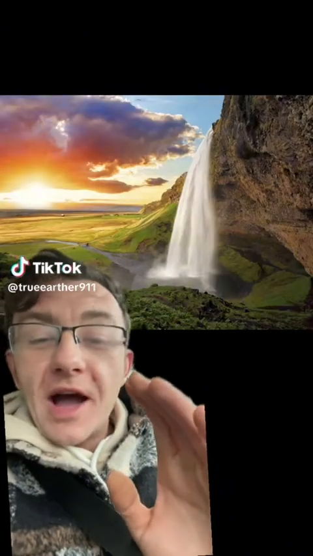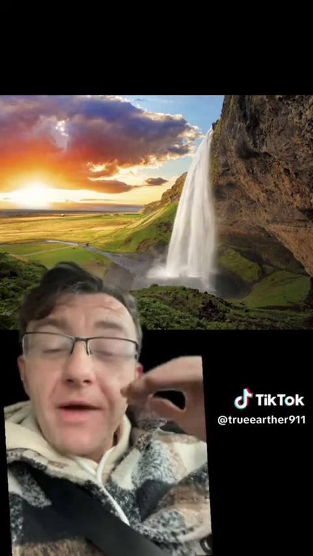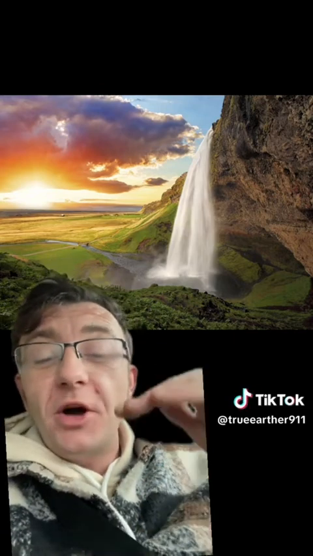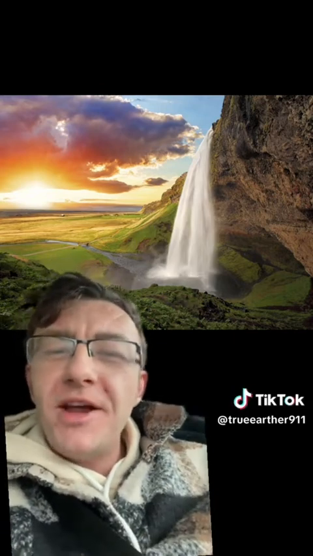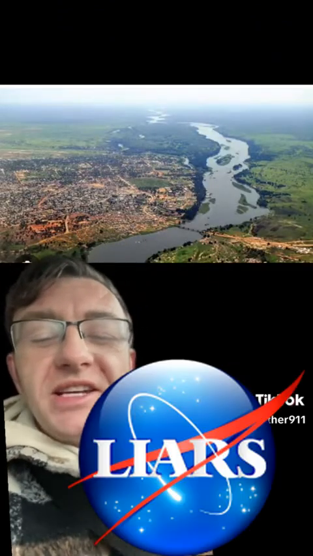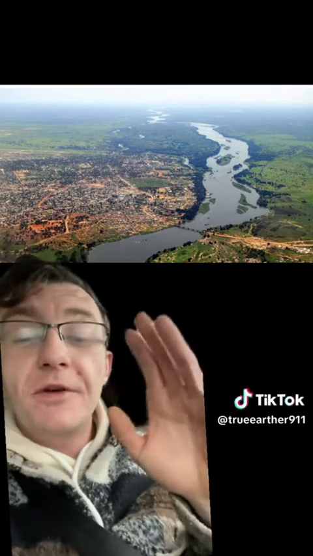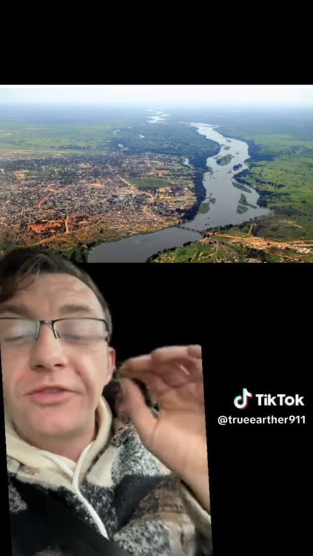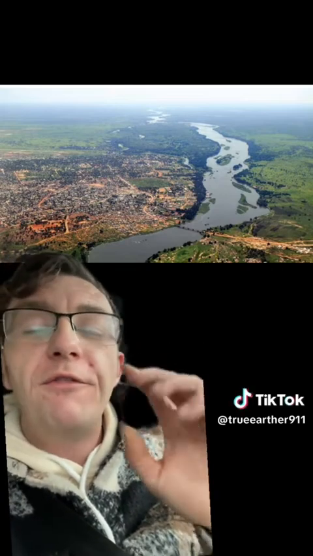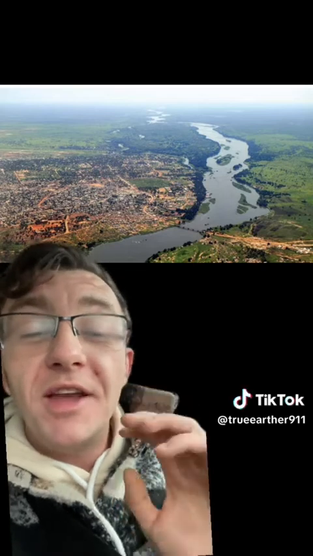If I told you guys that this beautiful waterfall right here could defy gravity and start magically flowing upwards, would you think I'm crazy? The answer is yes. But why does NASA do the exact same thing and everyone believes it? This river right here is the longest flowing river in the world at 4,187 miles long. The River Nile.